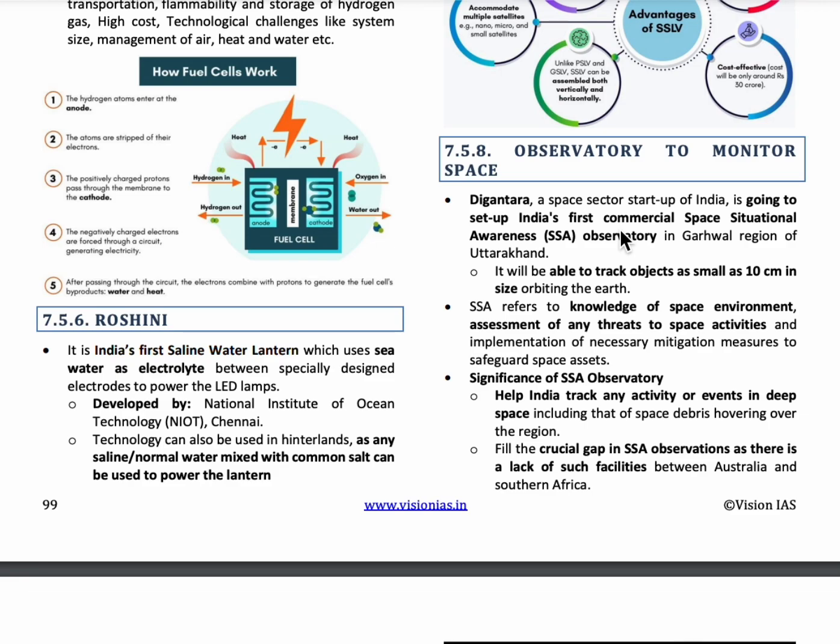So, ISRO also has SSA, that is Space Situational Awareness Control Center, called NETRA. NETRA is Network for Space Objects Tracking and Analysis. So NETRA is ISRO's control center for space situational awareness. So it will detect the debris and other hazards to Indian satellites. So US and India have also signed the Space Situational Awareness Agreement.